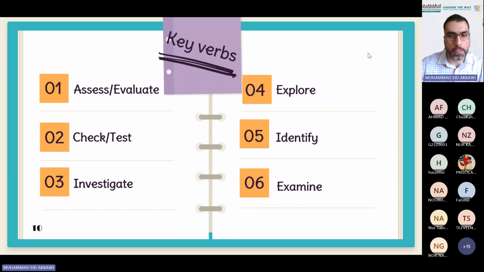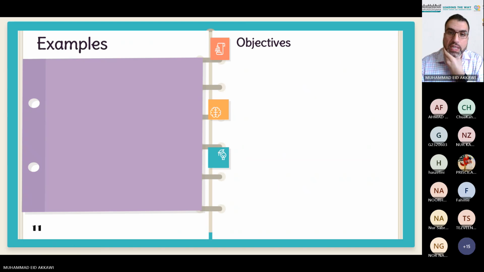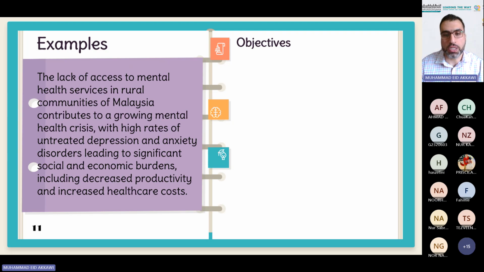No. Okay. So now we will have some examples for the objectives. I used actually the same problem statements. So how can we extract objectives from these problem statements we already stated in previous slides? The first one is the lack of access to mental health services in rural communities in Malaysia, that contributes to increased mental health crises like depression and anxiety, which reduce productivity and increase healthcare costs.